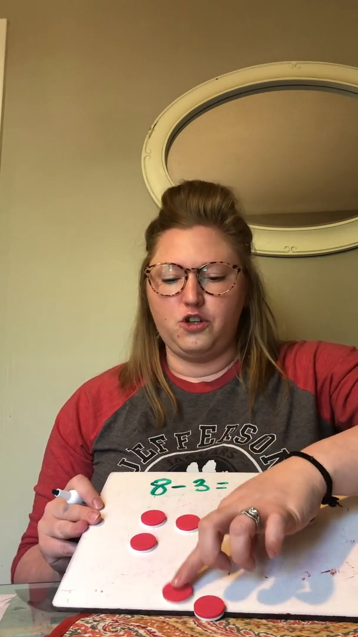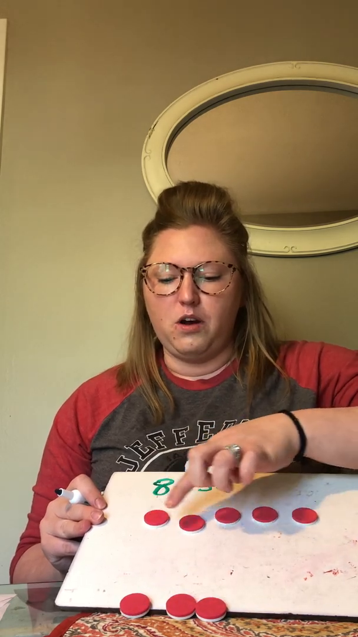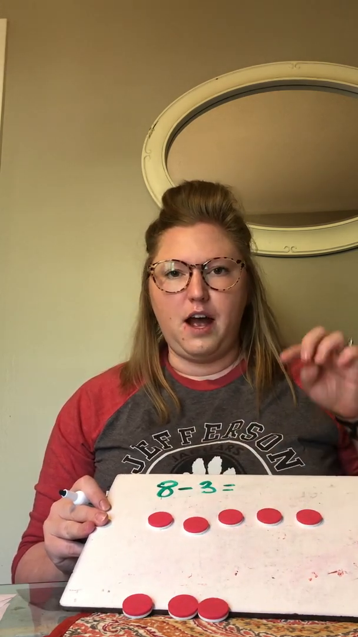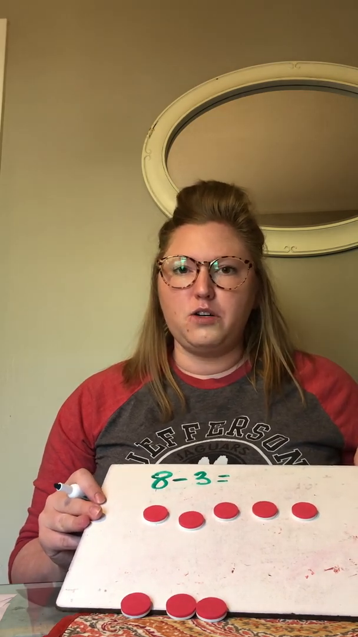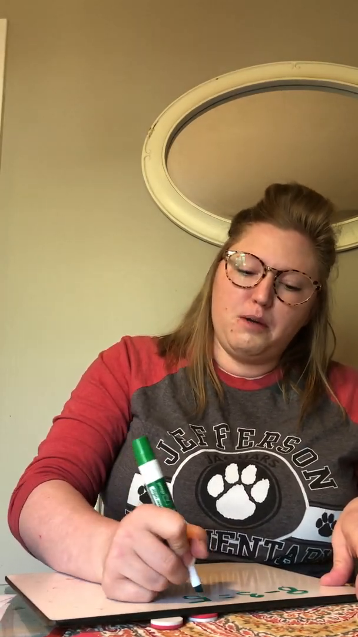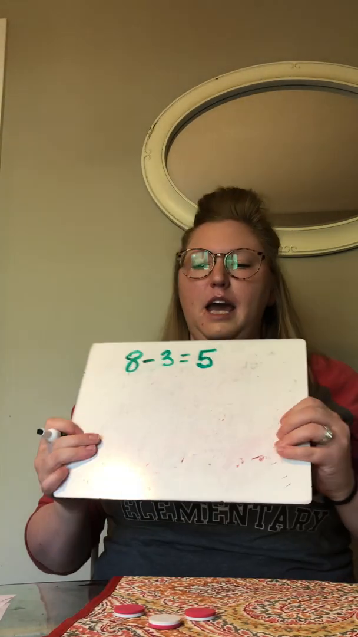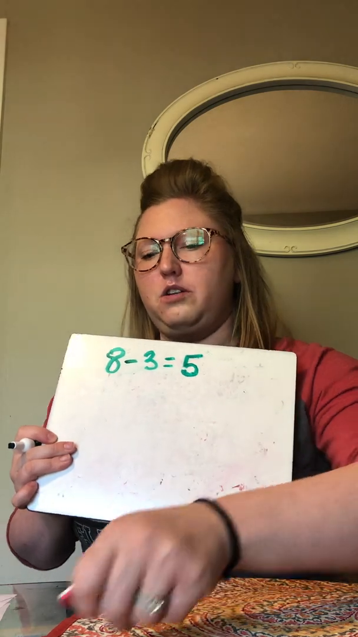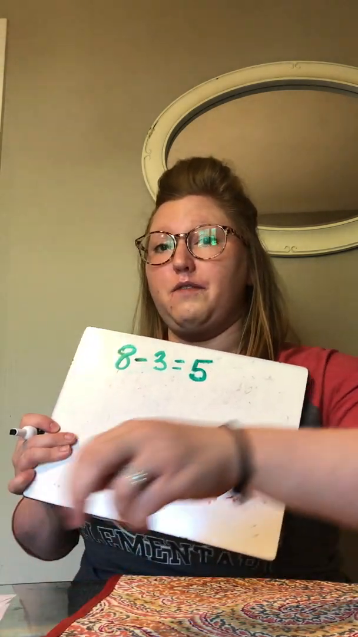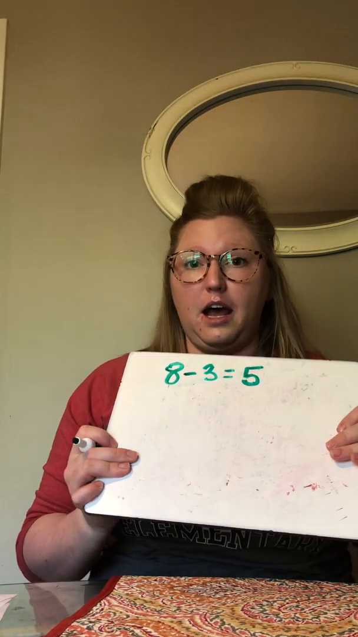1, 2, 3. So once I've taken away 3, I'm going to see what my answer is. 1, 2, 3, 4, 5. So I count the remaining counters, and my answer is 5. So that's one strategy you can use, right, is counters. And if you need help, you can put them in a tens frame. Sometimes that helps me see the counters better, or organize the counters, or see different ways I can make 8 in the tens frame.